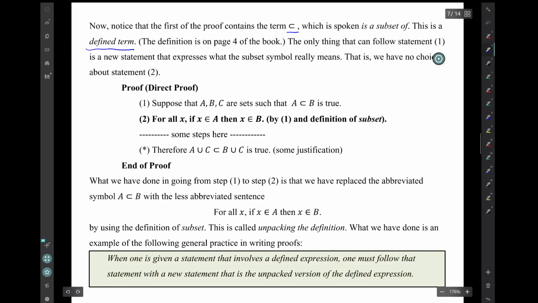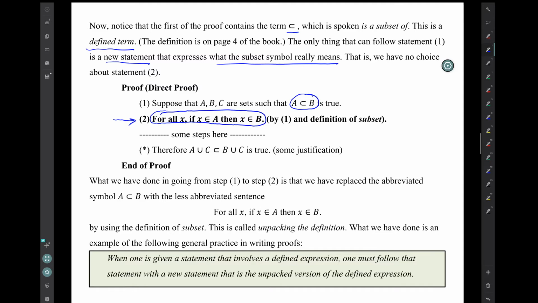This is a defined term, the definition we discussed earlier. The only thing that can follow that statement is a new statement that expresses what that subset symbol really means. That is, we have no choice about what statement 2 has to be. Statement 2 has to be this: for all x, if x is in A, then x is in B. So we have taken that symbol and expanded it and written here what it actually means. So we've replaced this abbreviated symbol with a less abbreviated sentence that expresses what it really means.